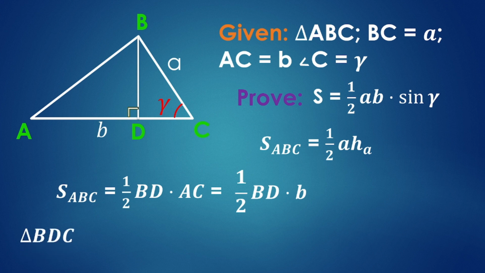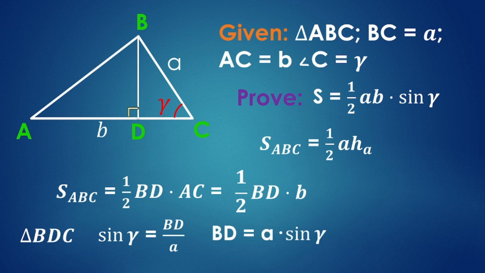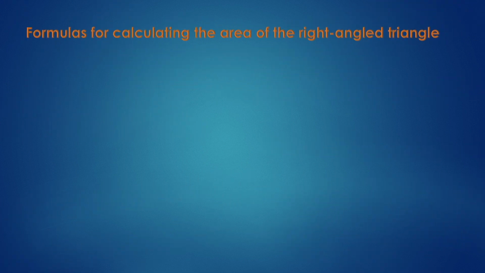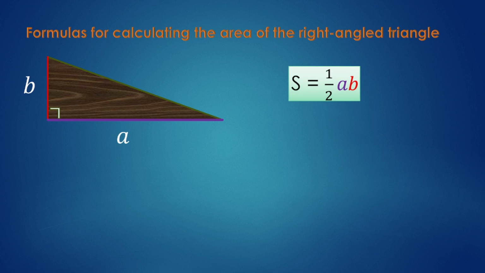Let's take a right-angled triangle BDC, and we will have that the sine of the angle gamma will be equal to BD divided by A. And now from here, BD will be equal to A times sine gamma. And instead of BD, I will substitute A times sine gamma, and we will have the formula that we wanted to prove. We have another formula for calculating the area of a right triangle. The area of a right triangle is equal to half the product of its legs.